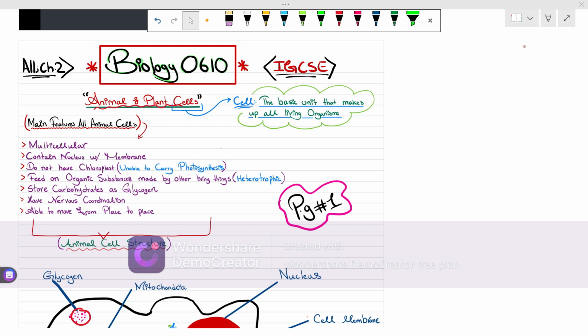Before we talk about animal and plant cells, let's understand what is a cell. A cell is the basic unit that makes up all living organisms. So all living organisms are made up of cells. This is the basic unit in all living organisms. Now let's go through some main features of all animal cells and all plant cells.